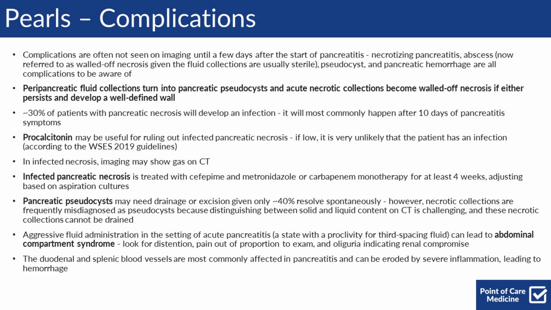Aggressive fluid administration in the setting of acute pancreatitis, which is a state with a proclivity for third spacing fluid, can lead to abdominal compartment syndrome. Look out for distension, pain out of proportion to exam, and oliguria, which can indicate renal compromise. The duodenal and splenic blood vessels are the most commonly affected arteries in pancreatitis and can be eroded by severe inflammation, which leads to hemorrhage.